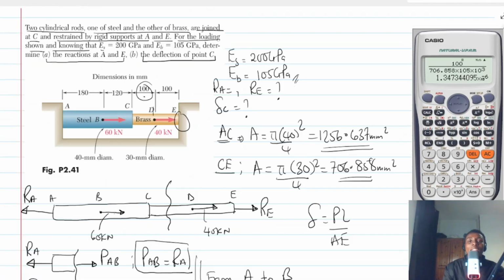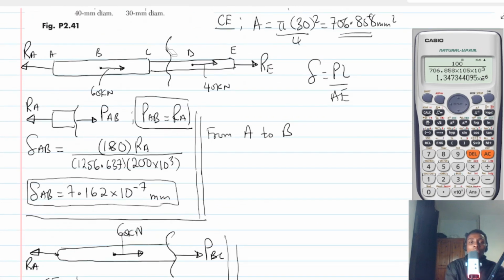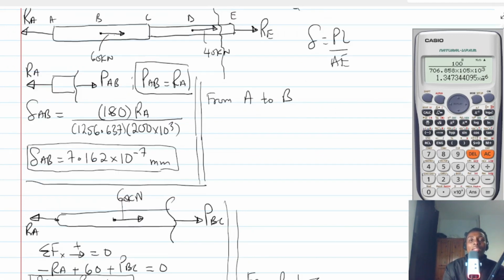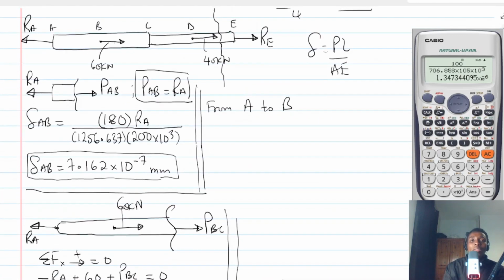So finally, let's do D to E. Let me go back to the actual structure. This time around, I will take the section or the cut between D and E. I think by now you should know how to do this. This is actually an application of internal forces. So let's draw what will happen.